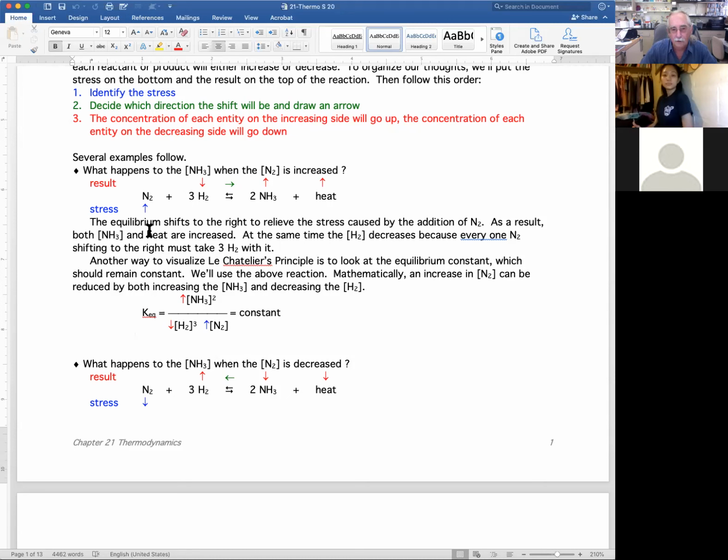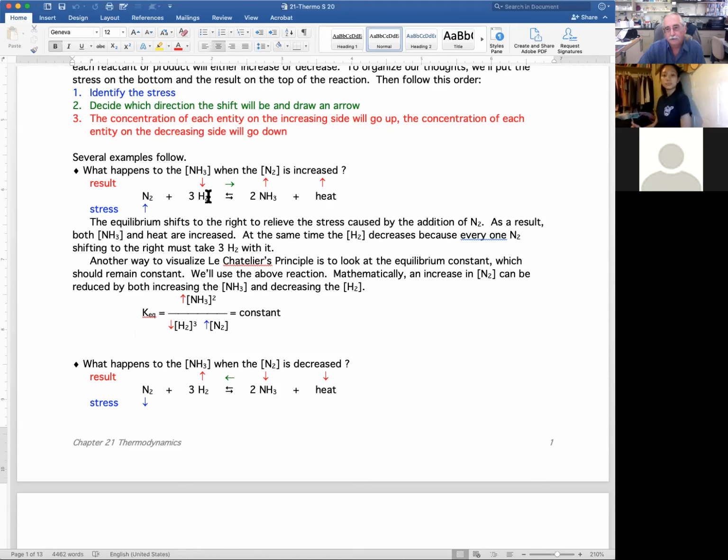And once I set the direction of that arrow, I can figure out what's going to happen. As I add more nitrogen, I'm going to shift the reaction this way. All things over here are going to go up. That means I'm going to make more ammonia. The temperature is going to go up. And why do I have this decreasing over here? Well, that's because of stoichiometry. Every time one nitrogen goes this way, it takes 3 hydrogens with it. So this concentration is going to go down. Okay. So hopefully that makes sense.